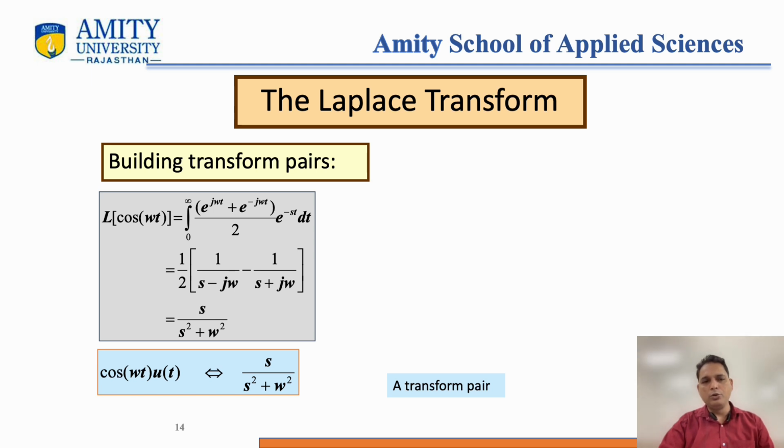But due to j square, and j square is equivalent to minus 1, it becomes s square plus omega square. The numerator becomes twice s, and the 2 is cancelled with the denominator's 2. So your answer will be s upon s square plus omega square. So what we have got is that the Laplace transformation of cos wt is s upon s square plus w square.